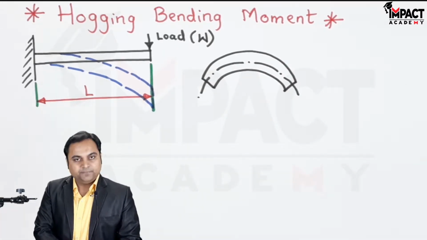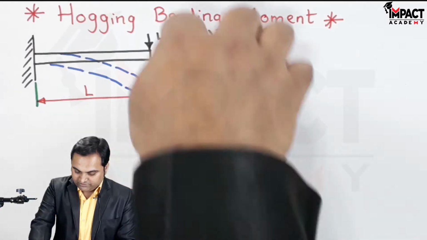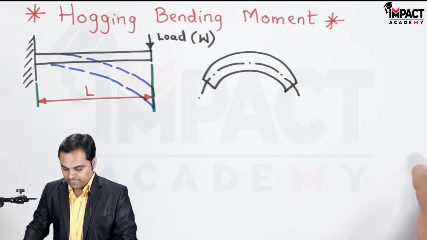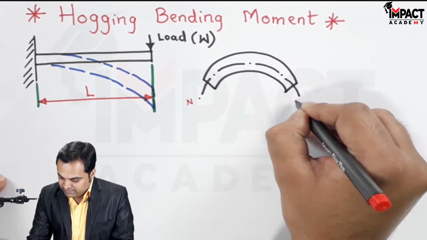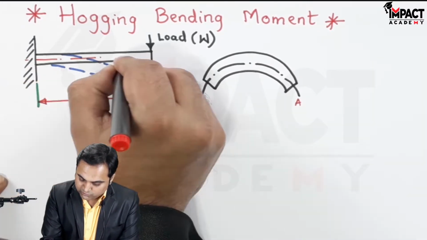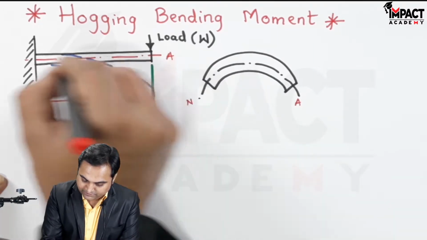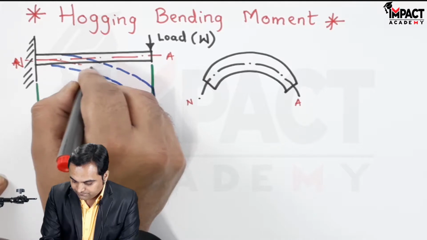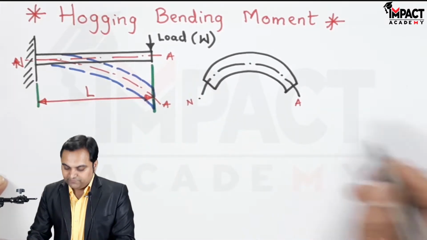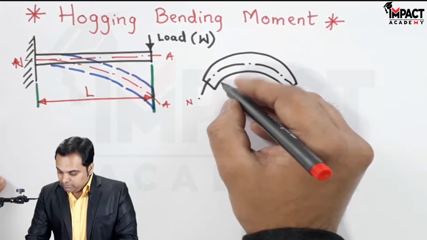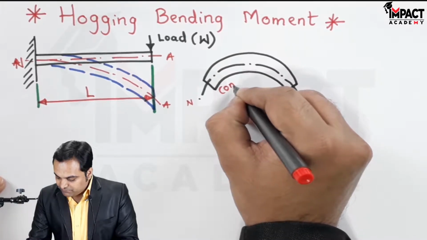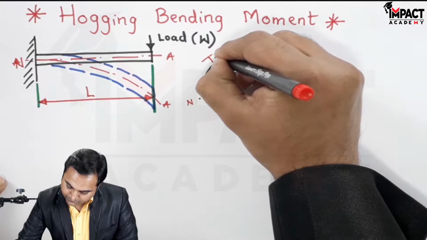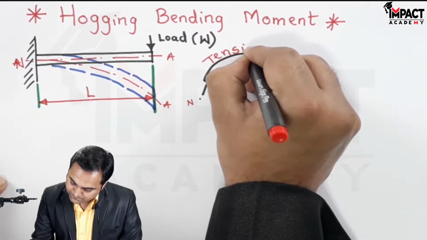Now when there is hogging bending moment, as can be seen over here, when the load acts, the beam bends in such a fashion which is denoted here. There is this neutral axis whose length remains constant even after bending, denoted by NA, also called as the neutral layer. Now the layers below are under compression, whereas onto the top they are under tension.